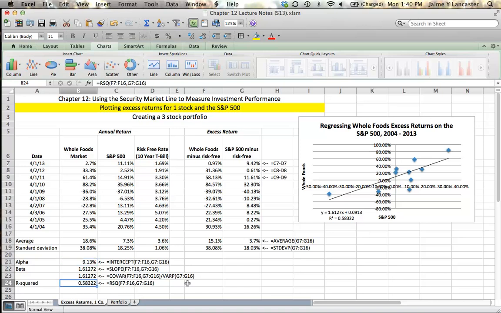R-squared tells us, though, that only about 58% of the variability in Whole Foods can be explained by market returns. So that's fairly good for two stocks, but it's not 100%. So we've got a stock that outperformed the market, as indicated by alpha, a stock that is more volatile than the market, an aggressive stock, as we would call it, as indicated by beta, and that it is loosely predicted by movements in the market, as told by R squared. So that is how to plot excess returns for a single stock against the S&P 500 over a 10-year time period. Please email, of course, if you have any questions.